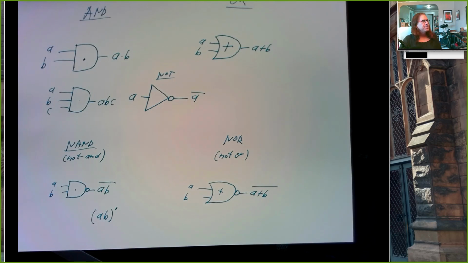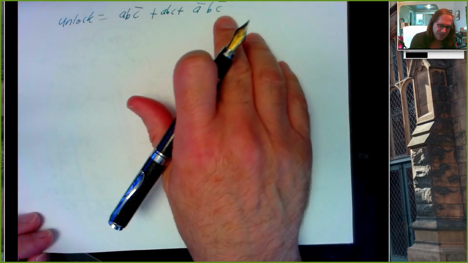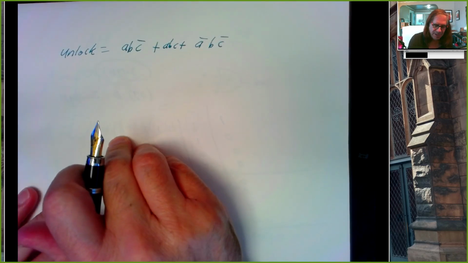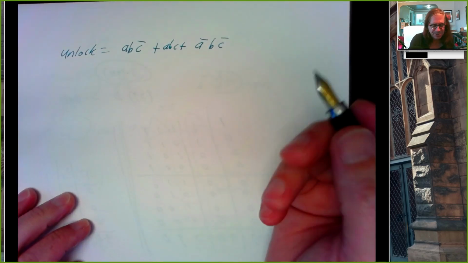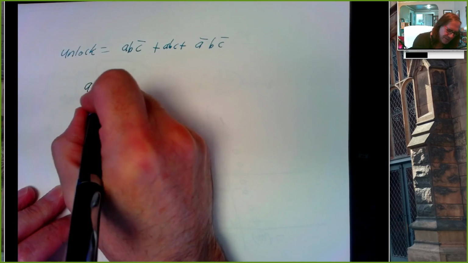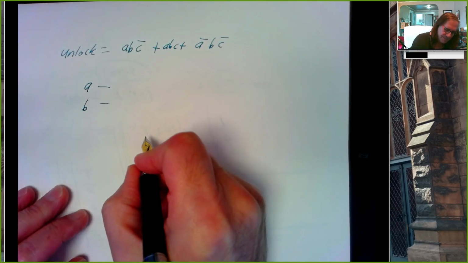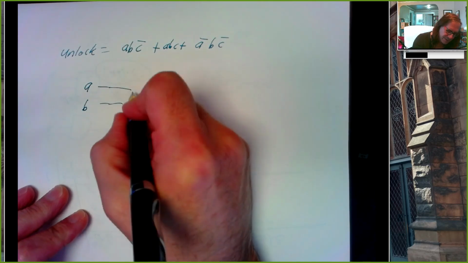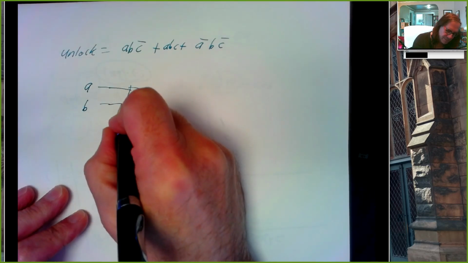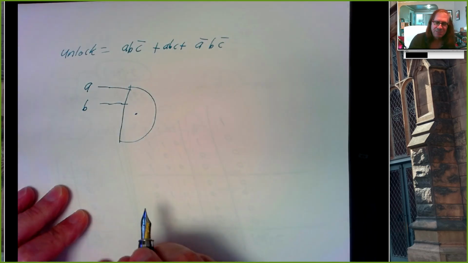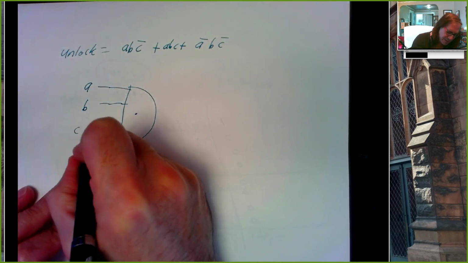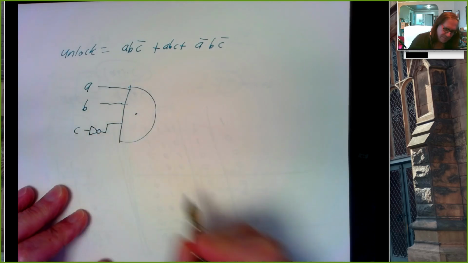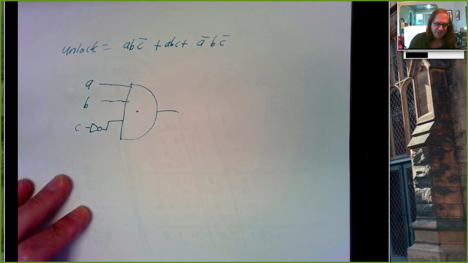All right, so let's look at our unlock equation. So ABC bar, ABC, A bar BC. If we wanted to build a circuit for this, we have A and B, and we're going to AND these together. And we don't want to AND C, we want to AND the inverse of C. So let's take C and put it through an inverter. And there's our output, ABC bar.